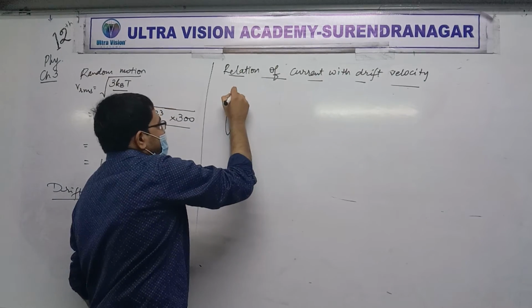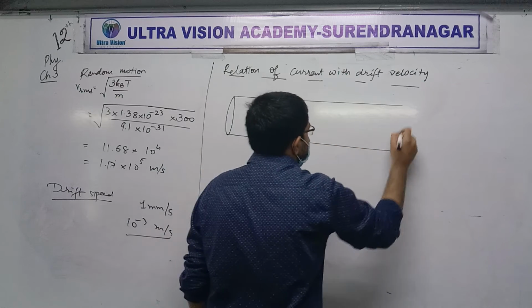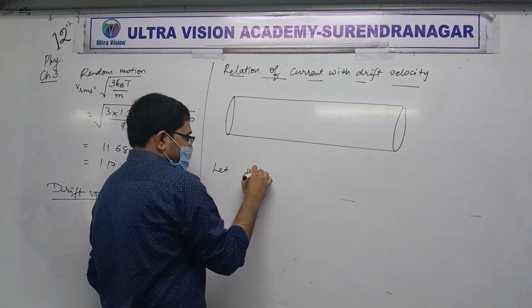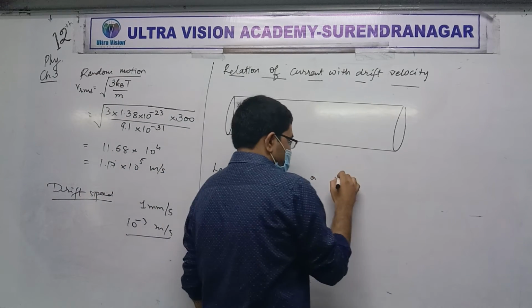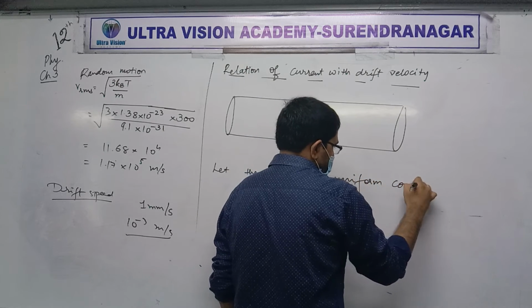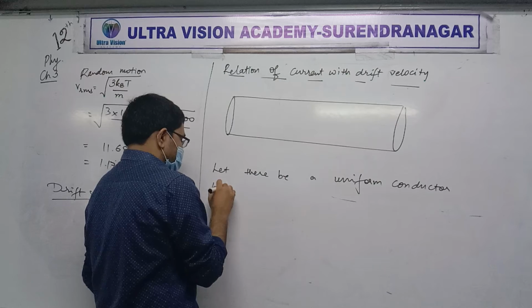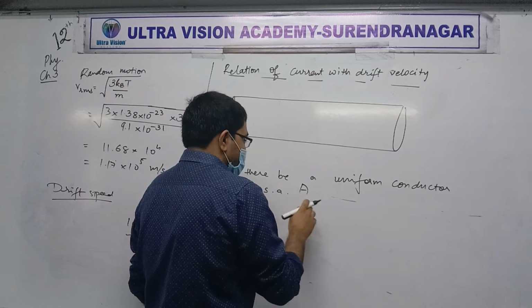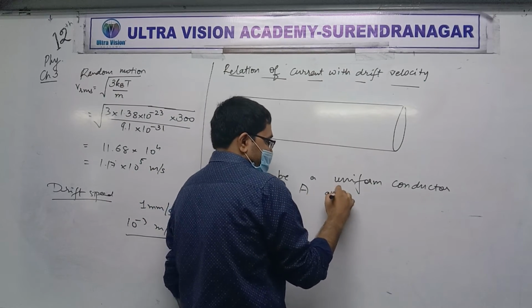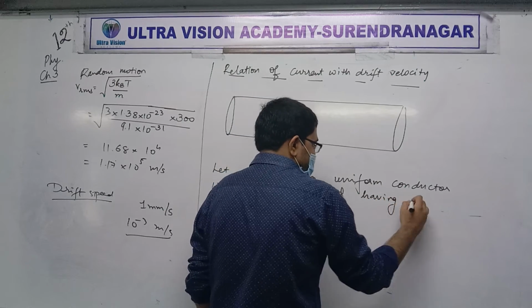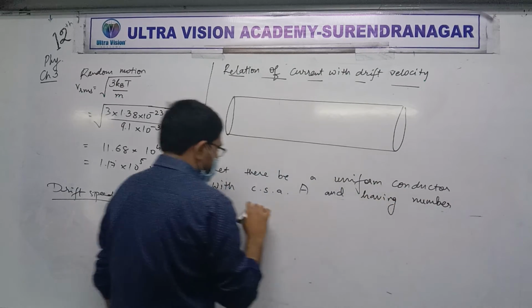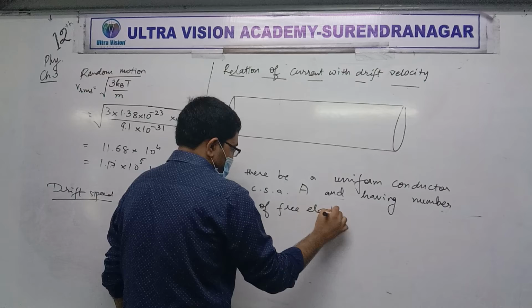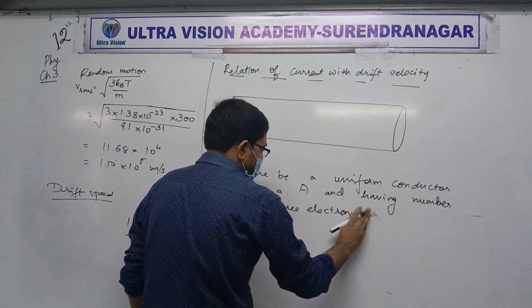So suppose that there is a uniform conductor with cross-sectional area A, and having number density of free electrons as n.